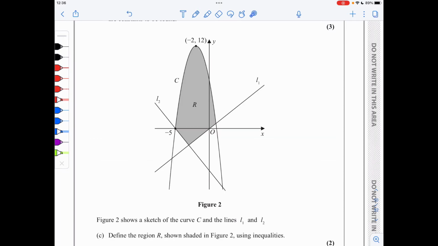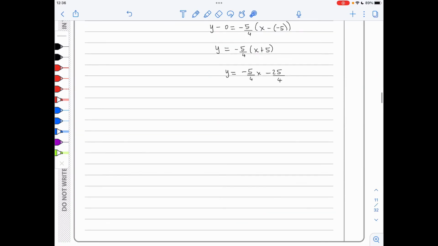In C, we need to define the region R, here the shaded region, using inequalities. We can see that we are below the parabola and we are above the two straight lines. So we can easily conclude that, first of all, y is less than or equal to 12 minus 4 over 3 brackets x plus 2 squared. We are below the parabola. And we are above the line L1, so y is greater than or equal to 4 over 5 x, and y is greater than or equal to minus 5 over 4 x minus 25 over 4.